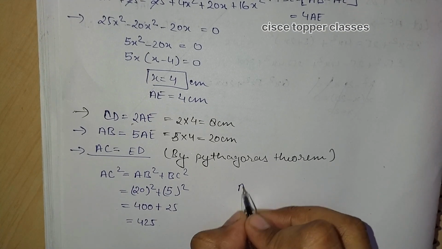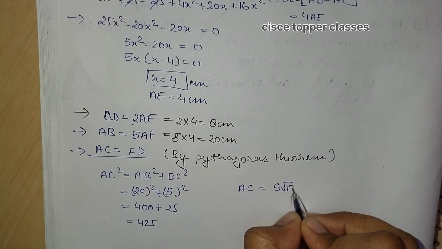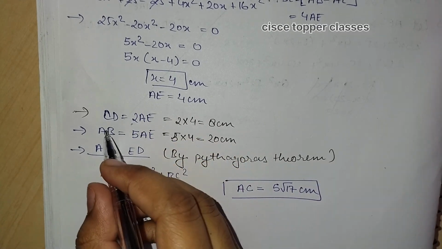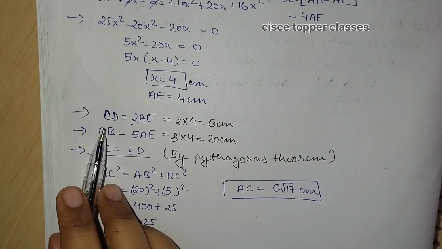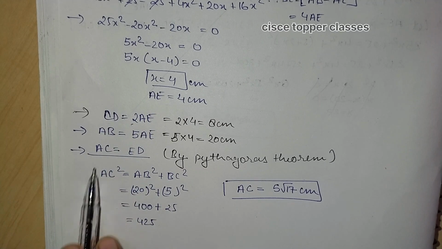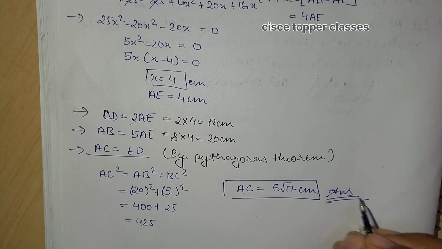We will take the under root here. From here we will get AC as 5 under root 17 centimeter. So this is the final answer. These are the values which we have to find. Firstly, we have to find the value of EA. This is 4 centimeter, then CD, then AB, and then AC. So this is the value of AC. Hence, find the final answer here.